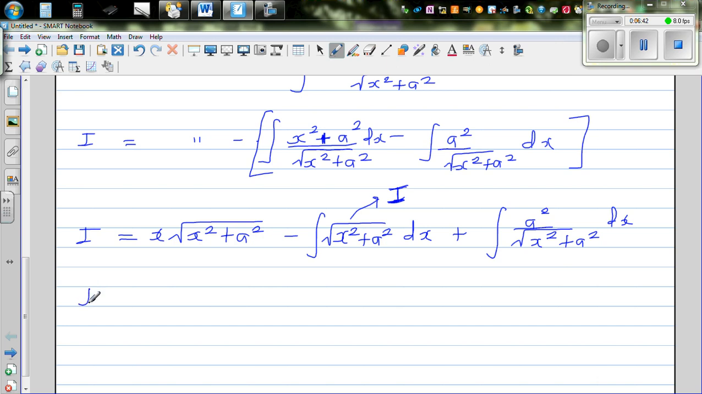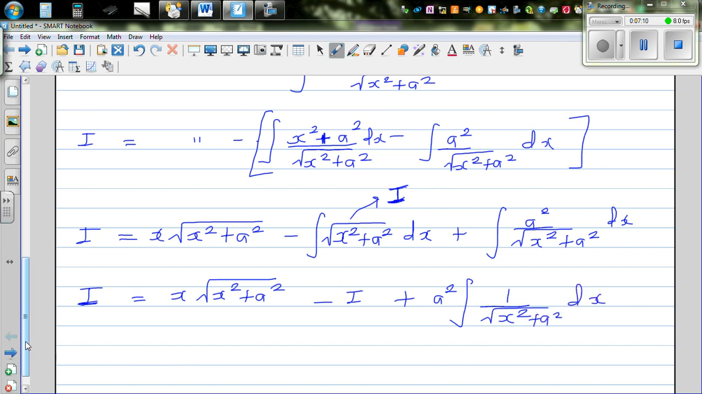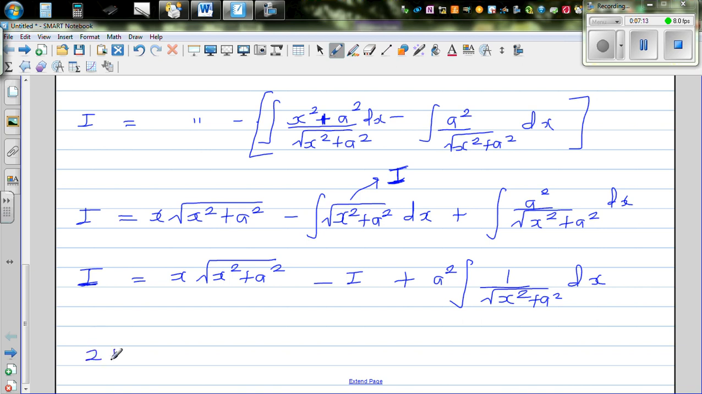So I can write I is equal to x times square root of x squared plus a squared minus I plus, taking the a squared out since a is a constant, a squared times the integration of 1 over square root of x squared plus a squared dx. So this simplifies to, adding I to both sides, 2I is equal to x times square root of x squared plus a squared plus a squared times the integration of 1 over square root of x squared plus a squared dx.